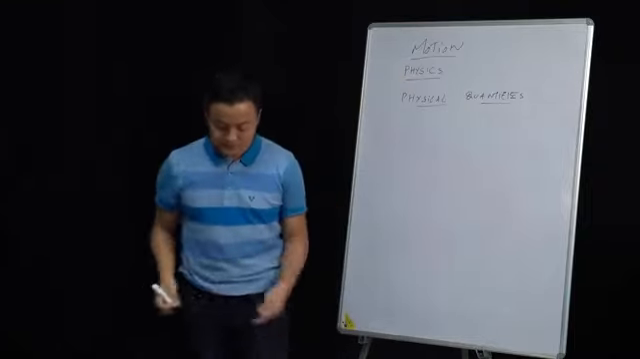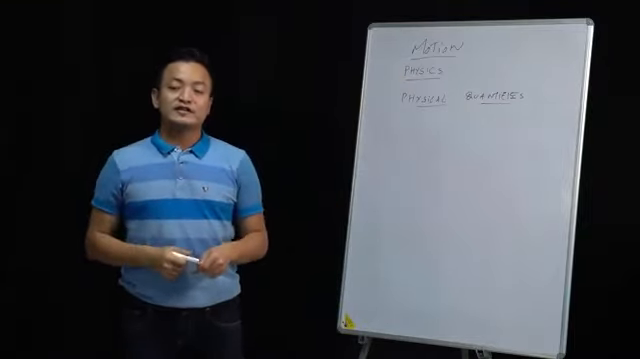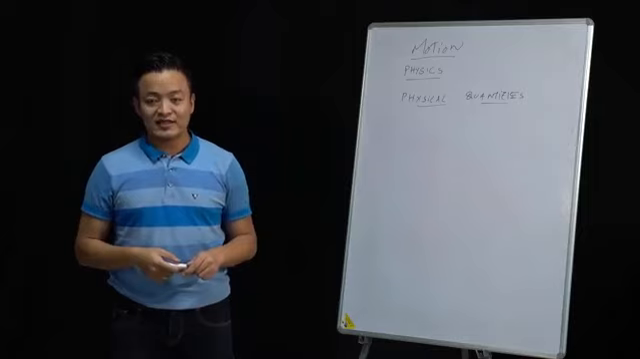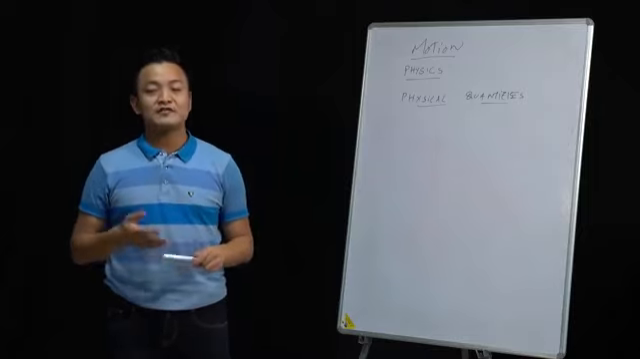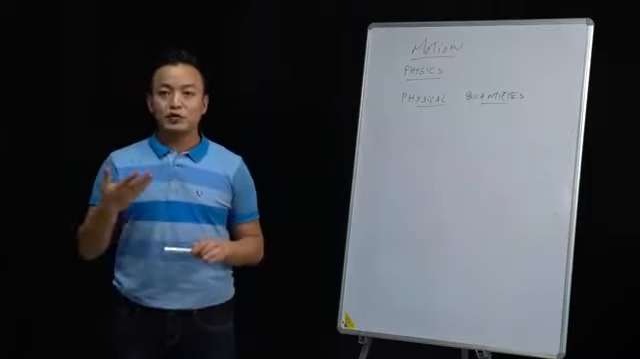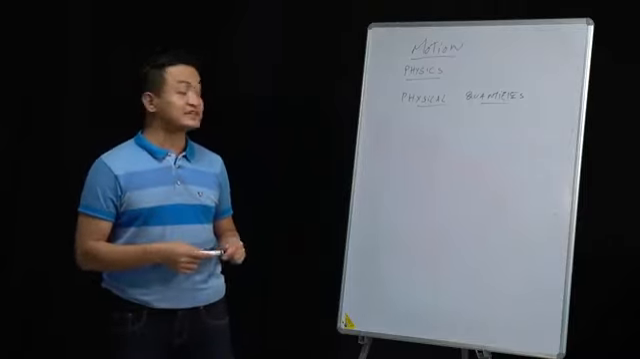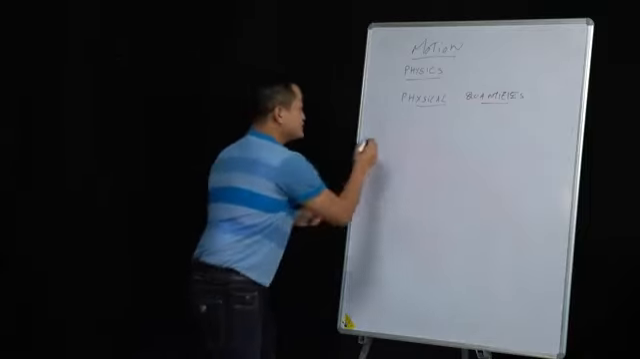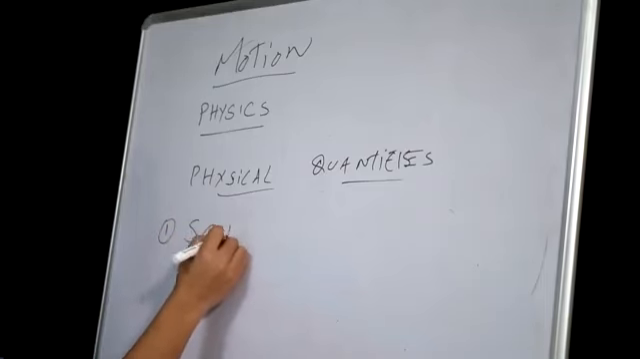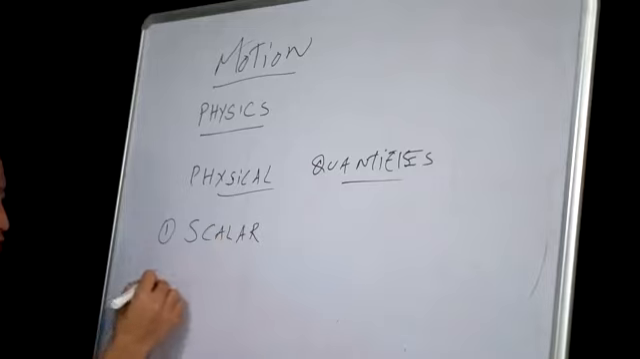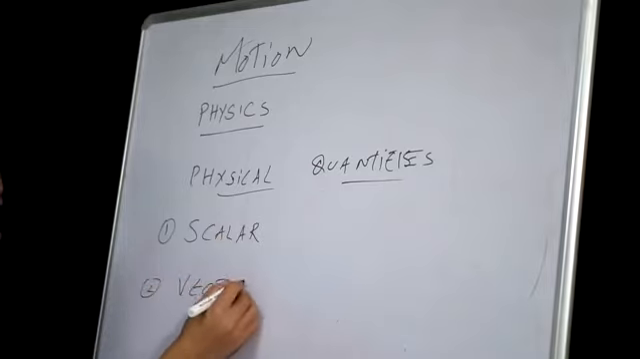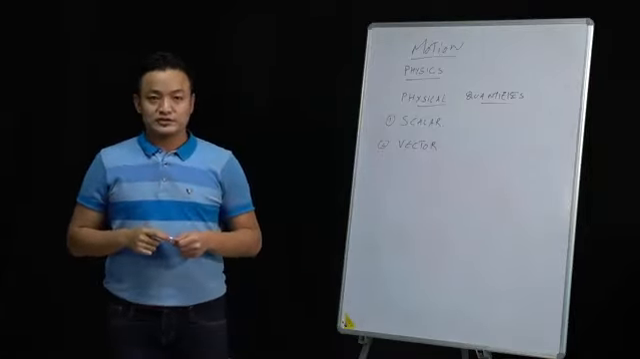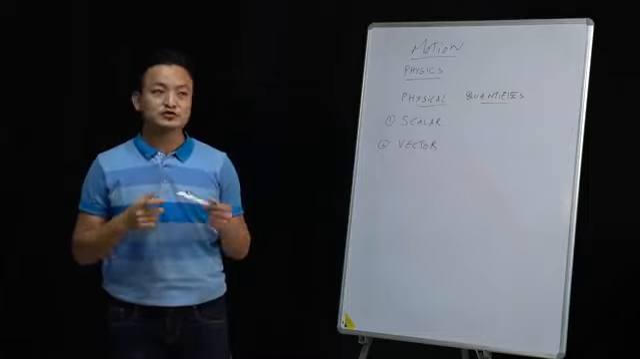Physical quantities. Okay, so a physical quantity is anything which we can measure, like distance, like length, like time. Everything that we can measure comes under physical quantities. So there are 2 different types of physical quantities, which is very important. The first is scalar quantity. The second is vector quantity. These 2 are very important and you must know them in order to learn physics.